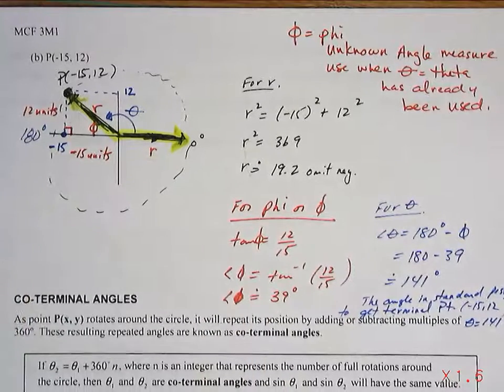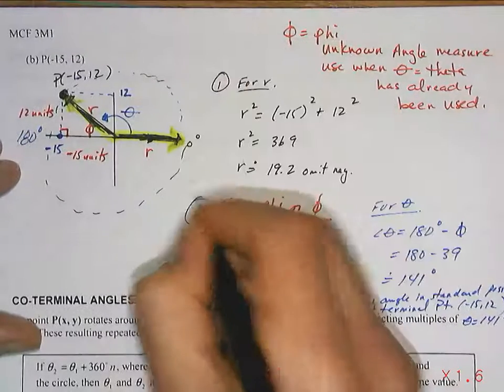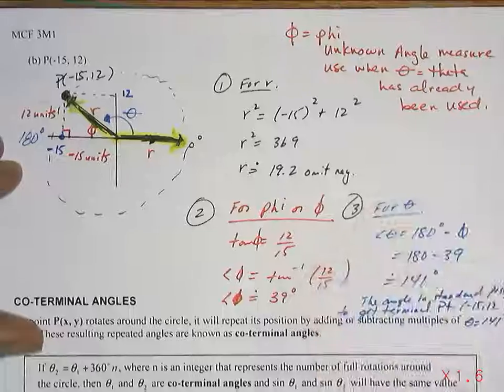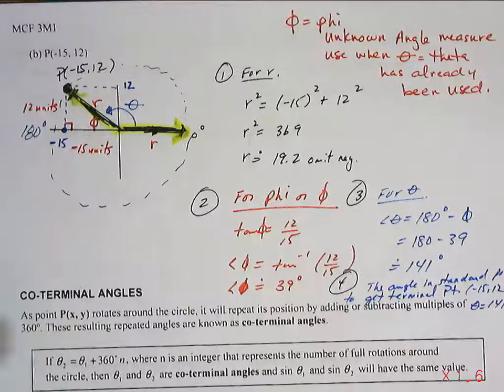Okay? Now, that's it for that question. We're good. They had 3 distinct steps though, right? You had 1 step for getting r, 2 you need to get phi first, and 3 to be able to get theta, and then probably a very good idea to have a final statement here. Okay, we're going to stop there and we'll come back with coterminal angles.